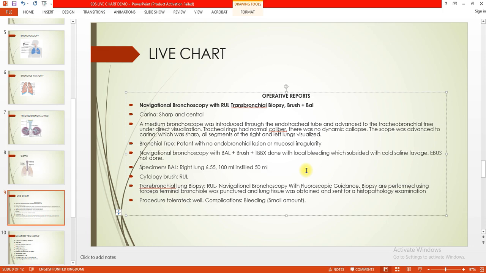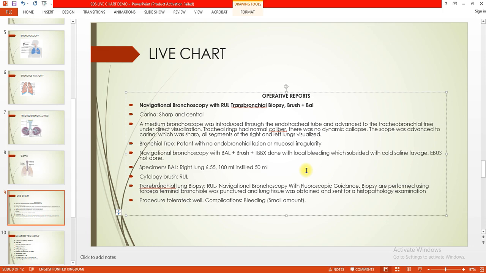Okay, so specimens: BAL, right lung, 100 ml instilled, 50 ml returned. I told you that during the BAL process the physician will inject normal saline solution and clean the lung lobes and bronchi. Okay, cytology brush, right upper lobe. So in the right upper lobe the physician has performed the brush biopsy. After performing this brushing, the physician will send samples to the pathology department.